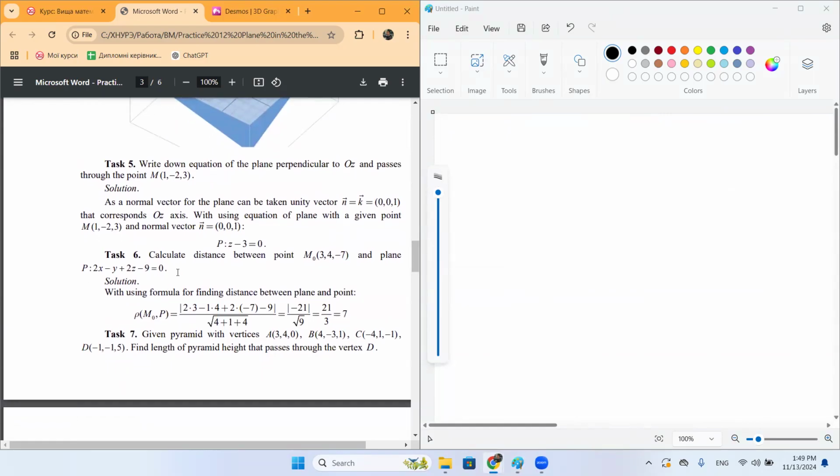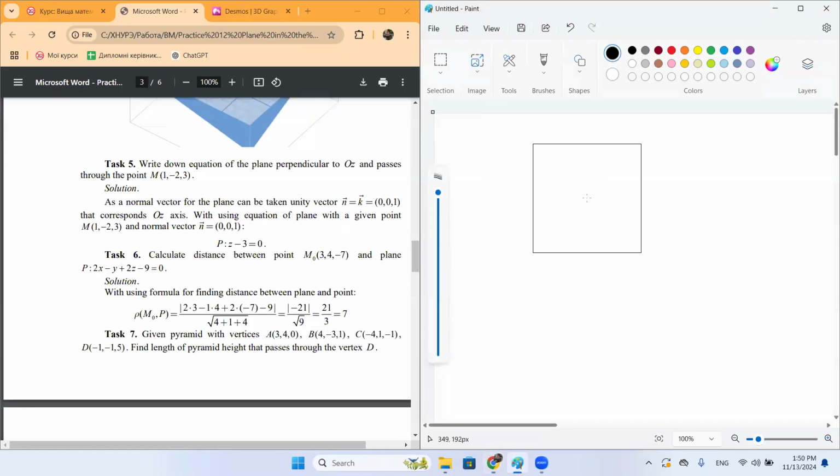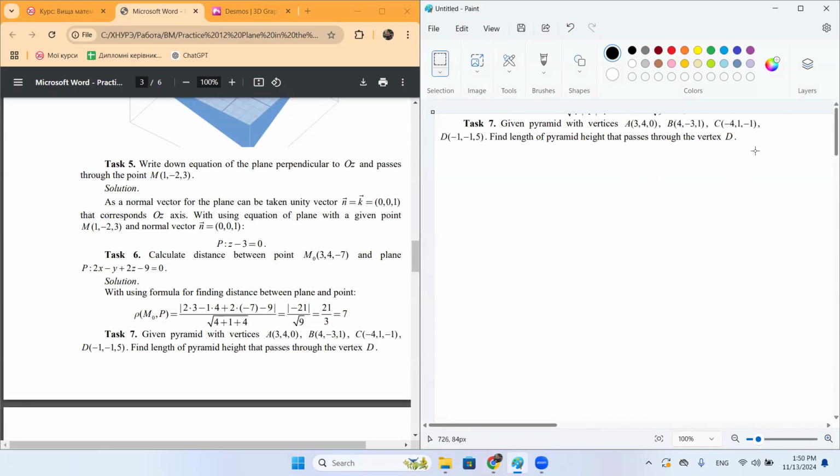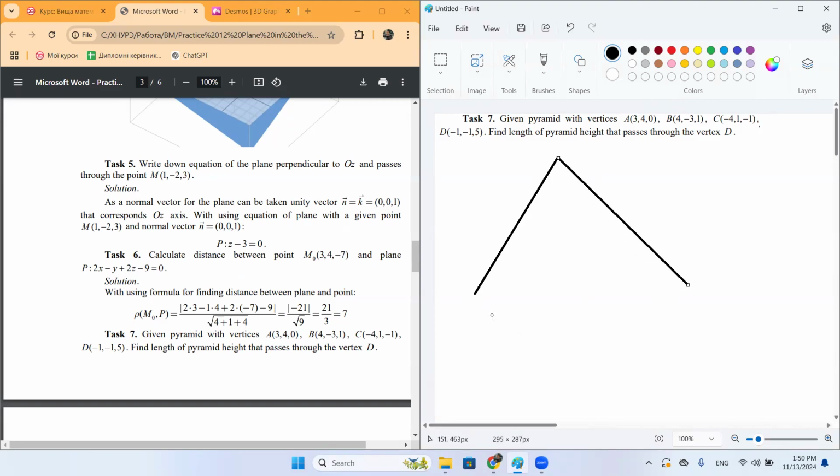Number 6. So we have the pyramid with the given vertices. So we have coordinates of vertices, and we need to find not height, altitude. I need to correct it after that. So let's first of all draw the pyramid just for our convenience, for better understanding. I guess that it will be helpful.